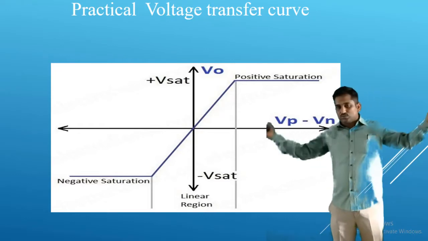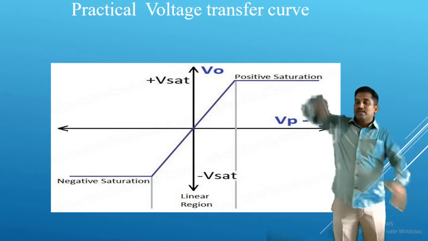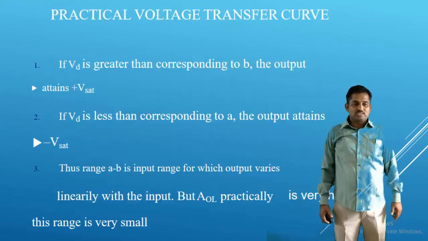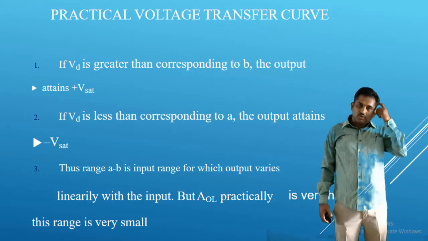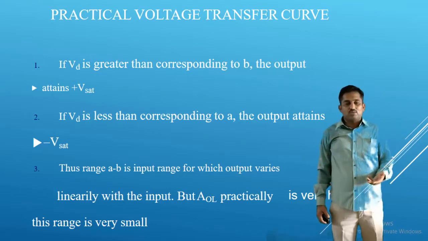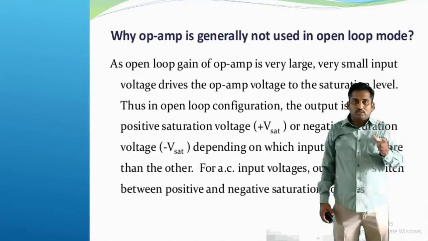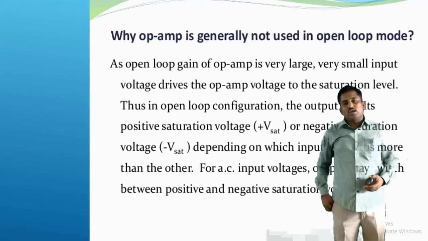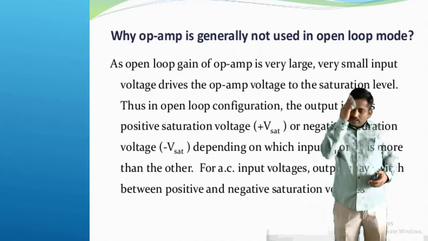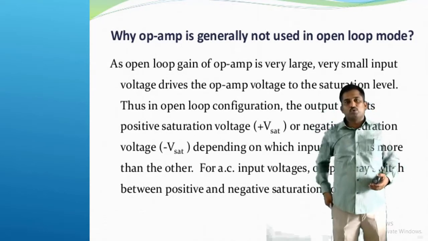Once it crosses those input voltages, that is the difference of input voltages, immediately the output will go to the saturation levels. Next, coming to the practical voltage transfer curve explanation. Just now I have given the practical voltage transfer curve explanation, and a very important point is why we are not using the open loop op-amp. Why are we not using the open loop mode of the op-amp?